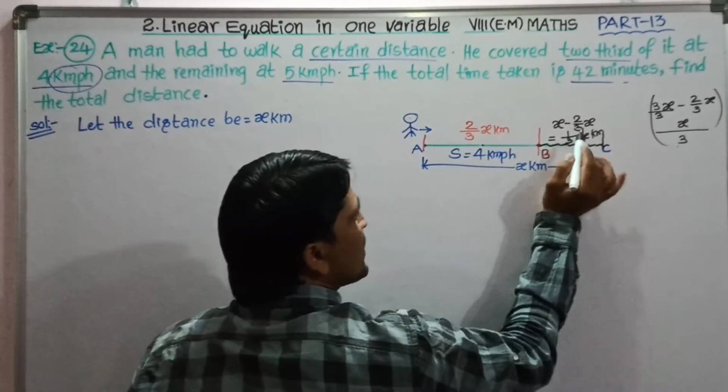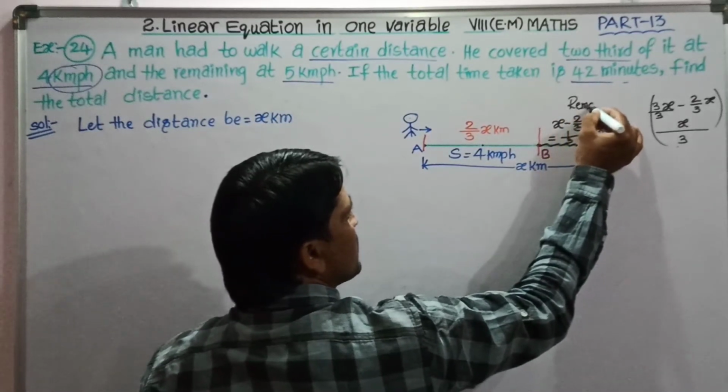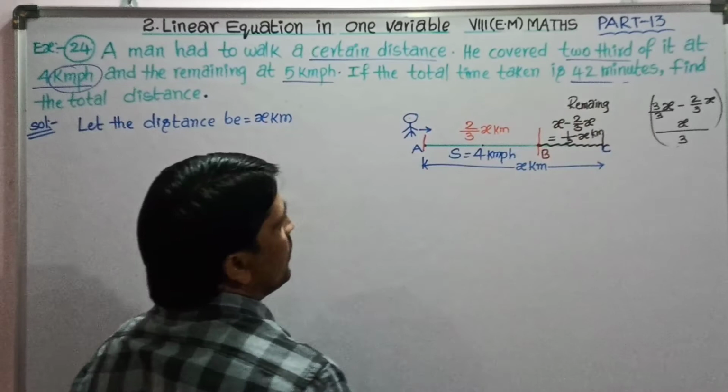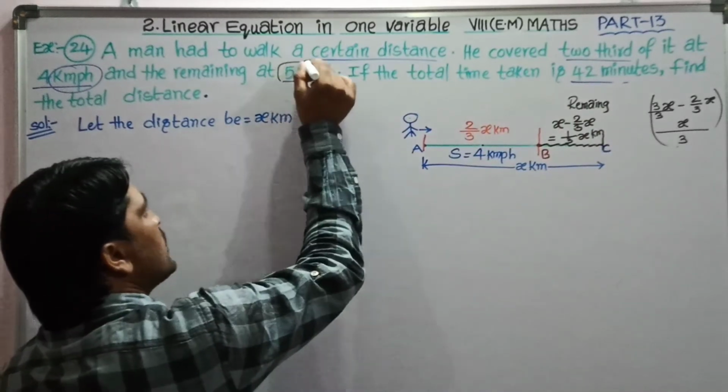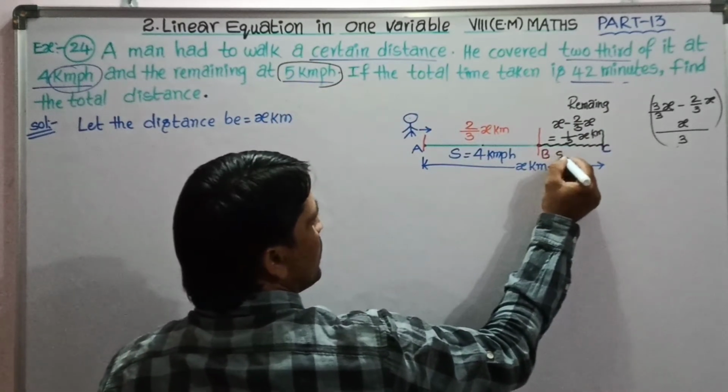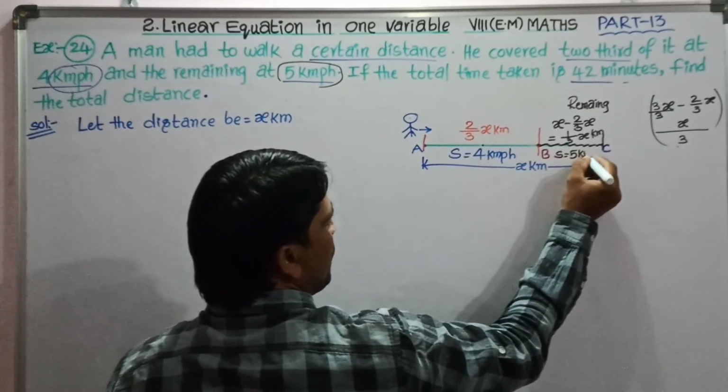He covers the remaining distance. This is what? The remaining distance. He covered the remaining distance at a speed of 5 km per hour. Here the speed is 5 km/h.